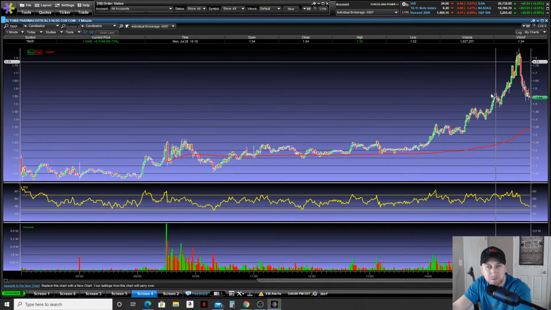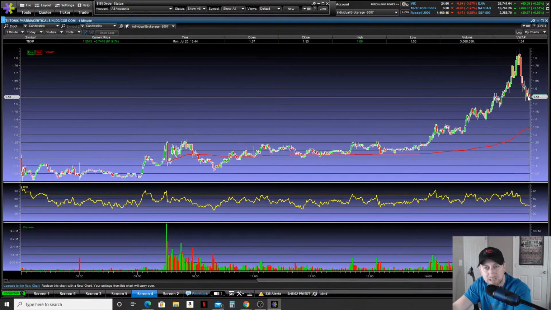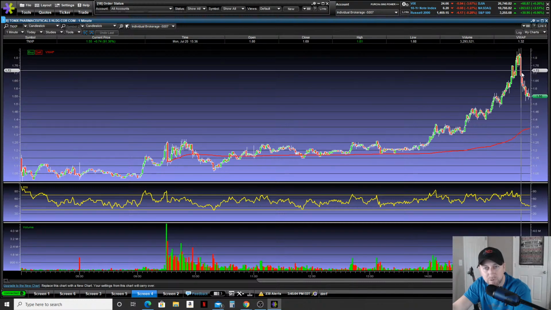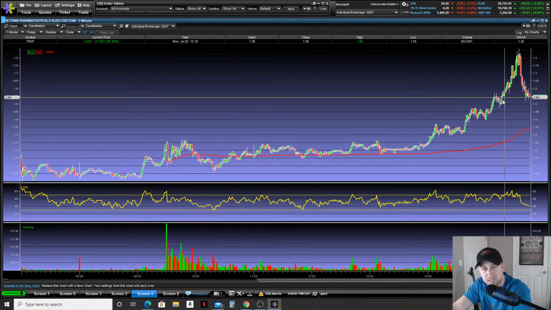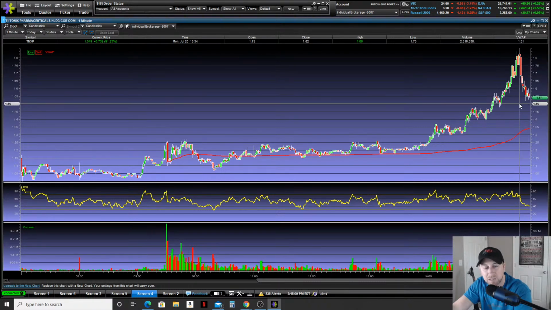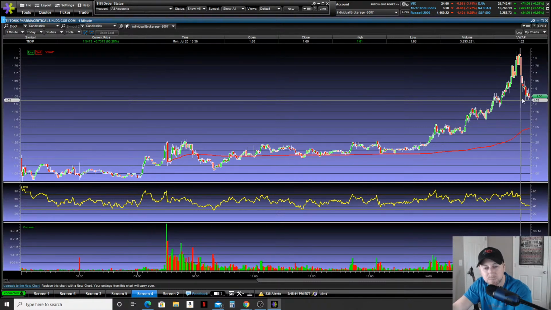This thing's making a pretty good move. Now it's coming back down, pulling back. It's pulled back more than I would like to see, but it was pretty extended at that point. So could it be a buy here at this point?